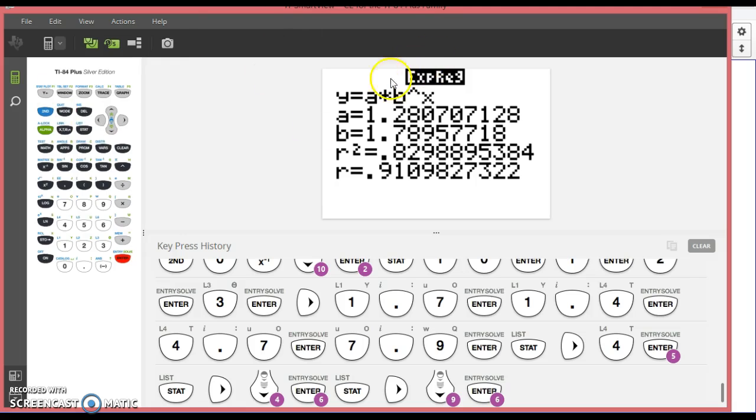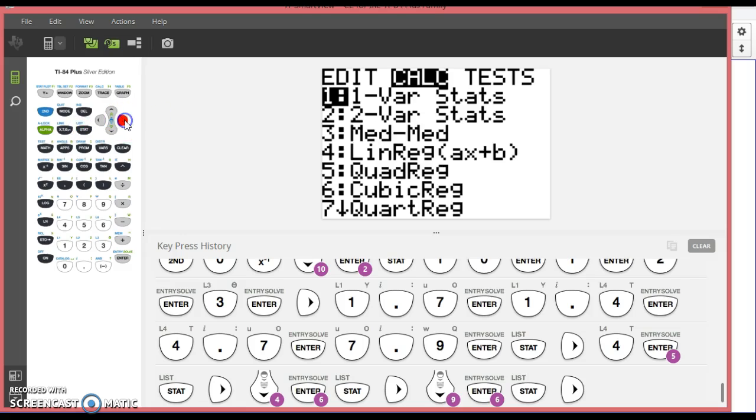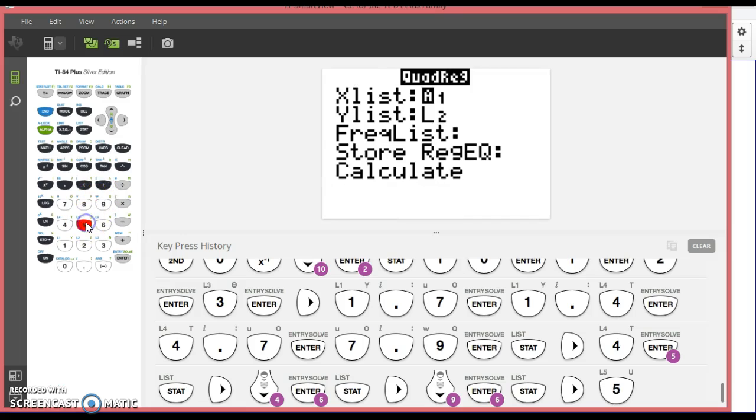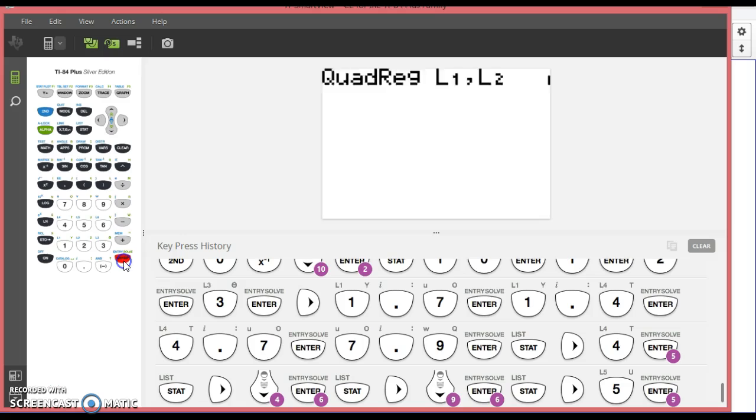By the way, are you noticing right here? Look, the equation is a times b to the x power for exponential. We know that. In linear, it was ax plus b, which is mx plus b, but they use a. And let's go back to quadratic. So stat, calculate. Quadratic is 5. Enter, enter, enter, enter. Here we go.